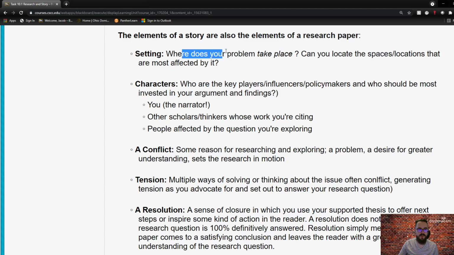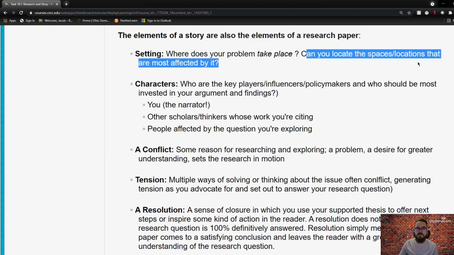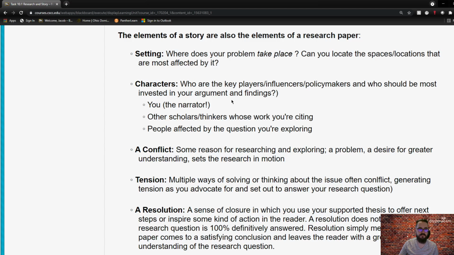So for setting, where does your problem take place? Can you locate the spaces or locations that are most affected by it? For characters, who are the key players, influencers, or policymakers, and who should be most invested in your argument and your findings? You are going to be the narrator. You're the one telling the story. There are going to be other scholars and thinkers who you're citing. And you should also consider the people that are being affected by the question that you are exploring in your project.